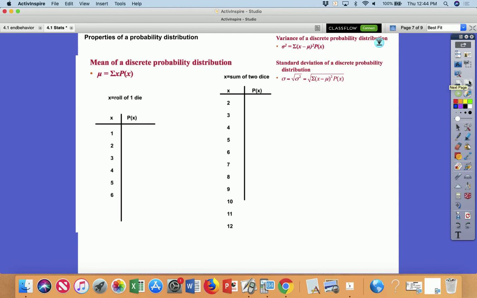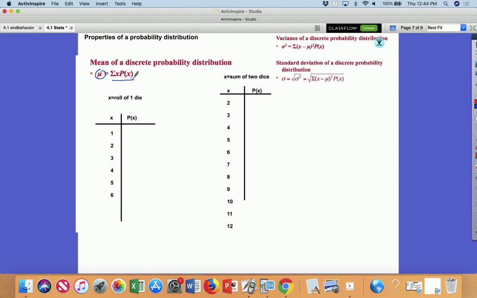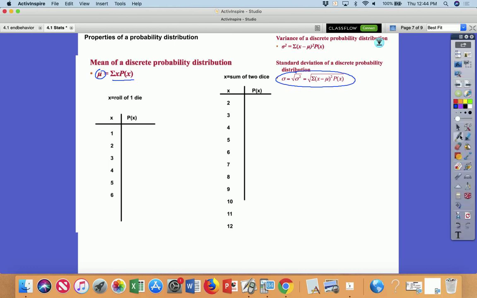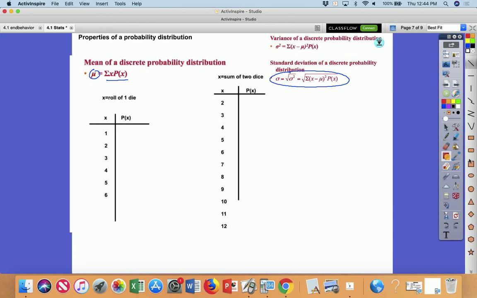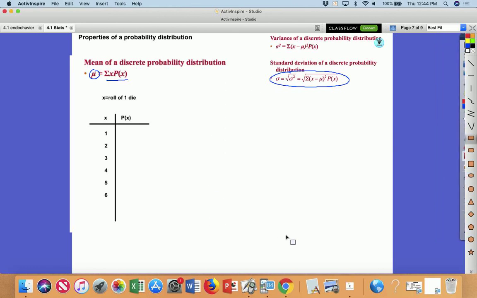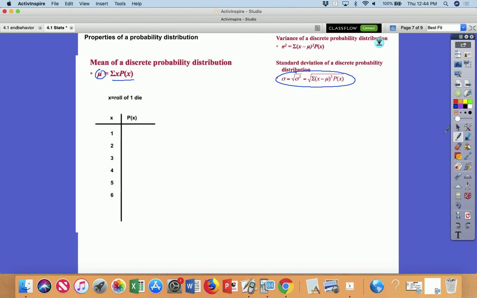Okay, so we're going to do this now. We're going to calculate the mean of the distribution, and we're going to calculate the standard deviation of the distribution. We're only going to do the 1 die distribution. We're not going to do the 2 dice distribution. So you can kind of ignore this. You might have to write over the top of it a little bit.